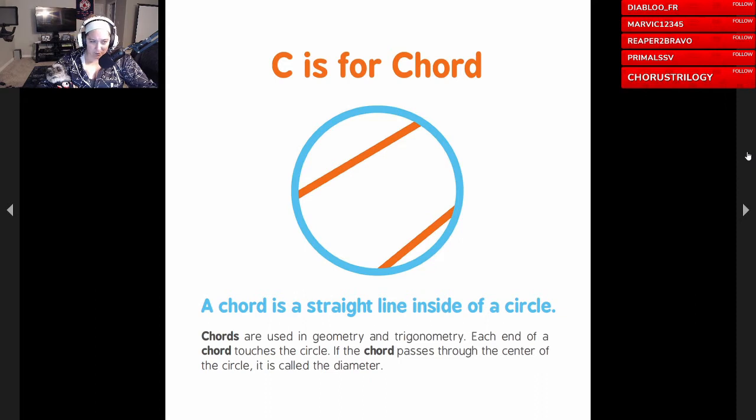C is for chord. A chord is a straight line inside of a circle. Chords are used in geometry and trigonometry. Each end of a chord touches the circle. If the chord passes through the center of the circle, it's called the diameter.